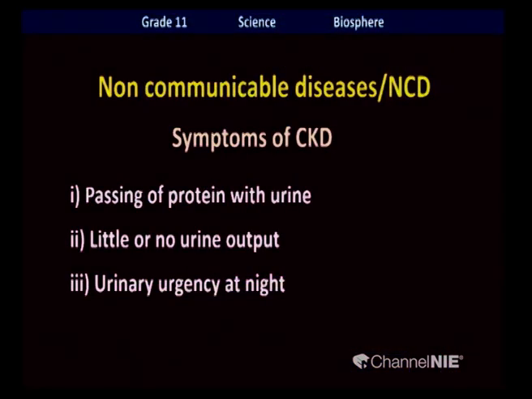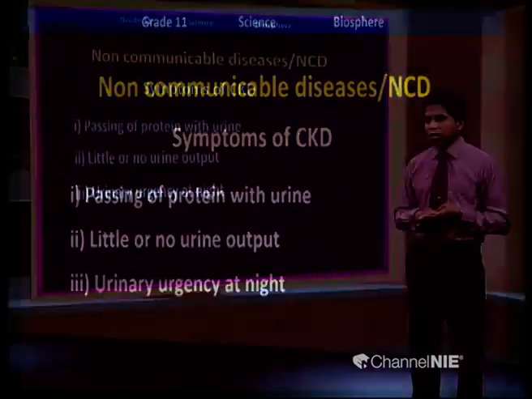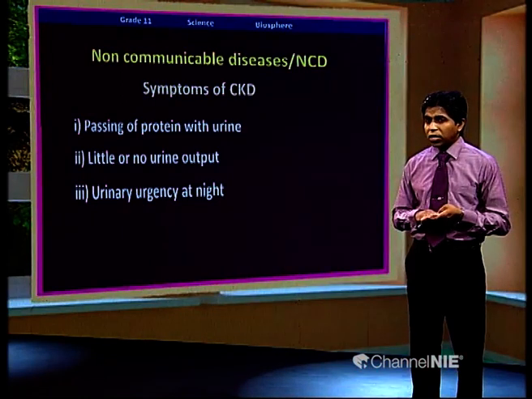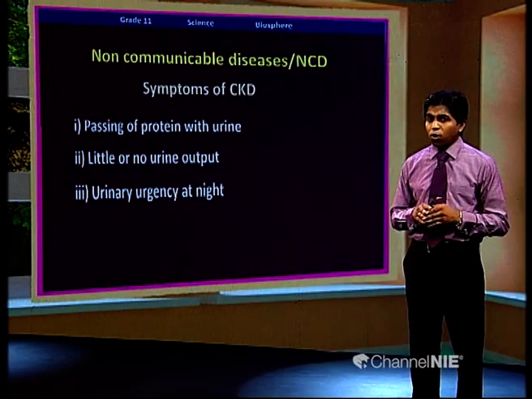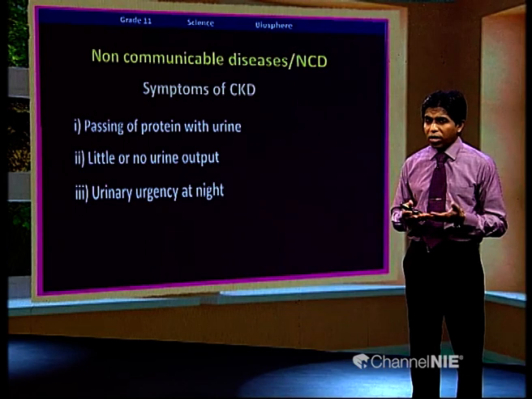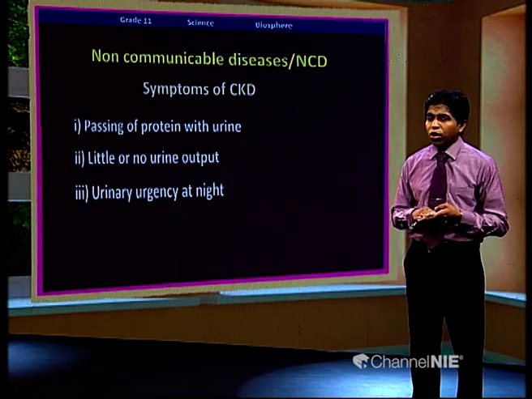Number 1, passing of protein with urine. Your urine should not contain any protein. A healthy person's urine should not contain any protein, because, as you have learned under the excretory system, protein cannot pass through the nephron, through the glomerulus. Therefore protein should not be present in the urine of a healthy person, but due to CKD, protein can be present. So when they pass urine, foam forms due to the presence of protein.